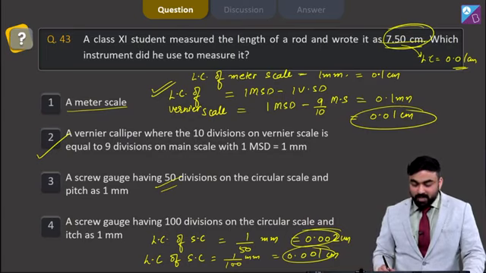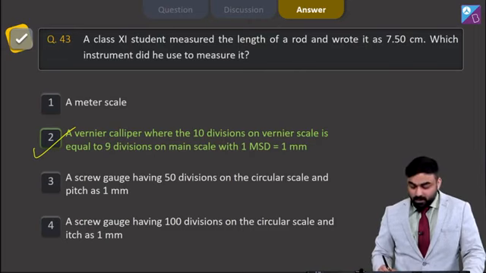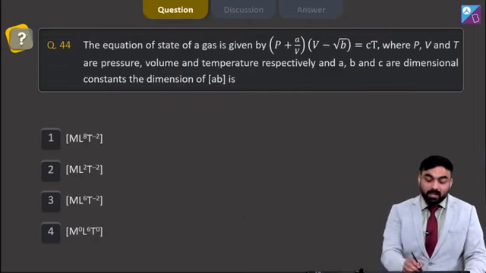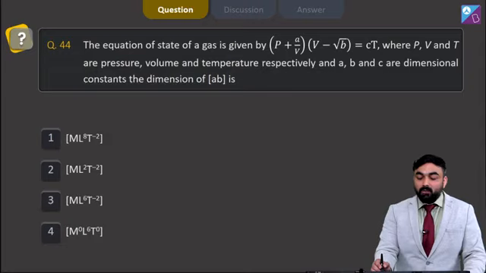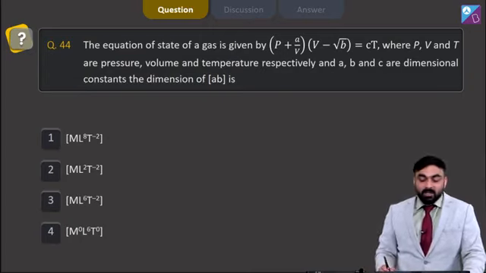Let's verify this with the answer slide. So, option number 2 is the correct answer. Let's see what question number 44 says. It says the equation of state of a gas is given by (P + A/V)(V − √B) = Ct, where P, V and T are pressure, volume and temperature respectively, and A, B and C are dimensional constants. The dimension of AB is, so we need to calculate the dimension of AB.